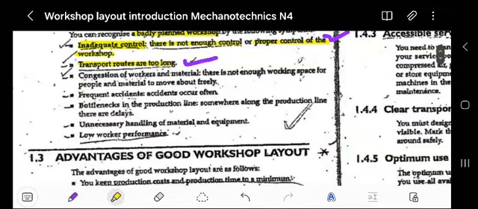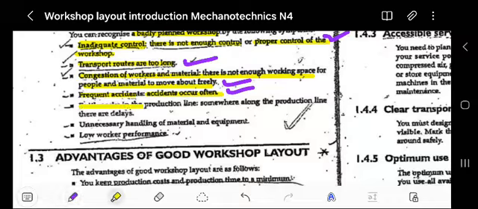Then here, congestion of the workshop and material. There is not enough working space for people and material to move about freely. This is to simplify it. We have discussed this, still under the same thing. Frequent accidents: accidents occur often. Simple. This is simplified. Someone can take this one's notes.